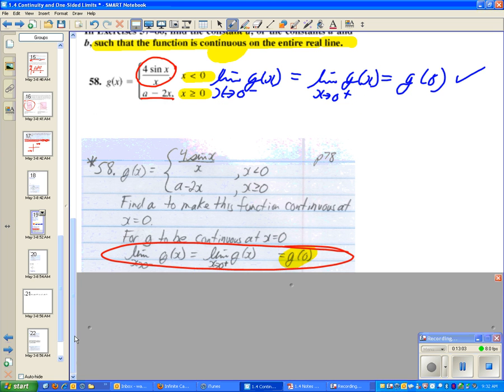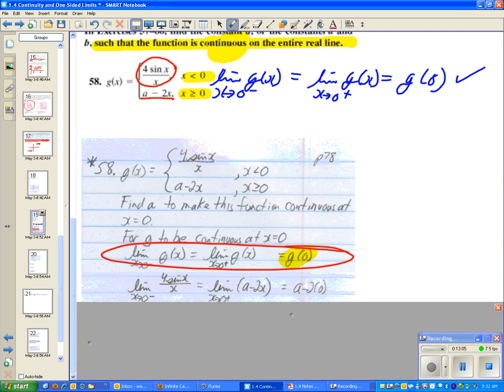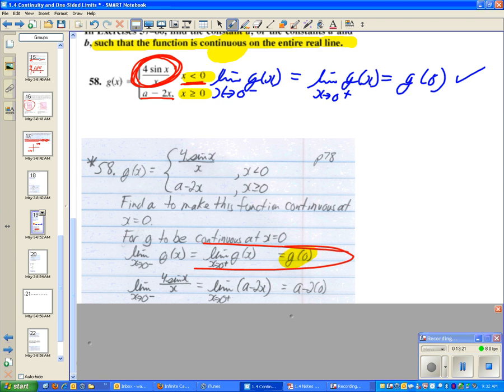All right. So, let's make it true for this problem. The limit of g of x as x approaches 0 from the left. From the left is this function, isn't it? Because the domain x is less than 0, those are the numbers that are to the left of 0. So to find the limit of g of x from the left of 0, I've got to use 4 times the sine of x over x.